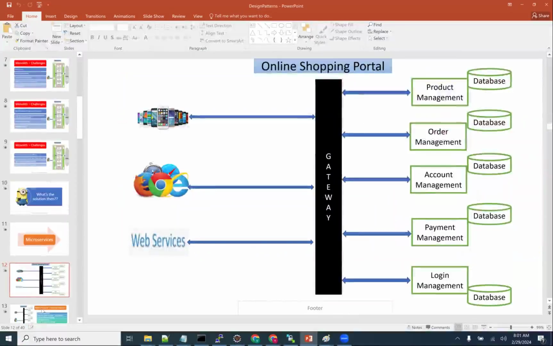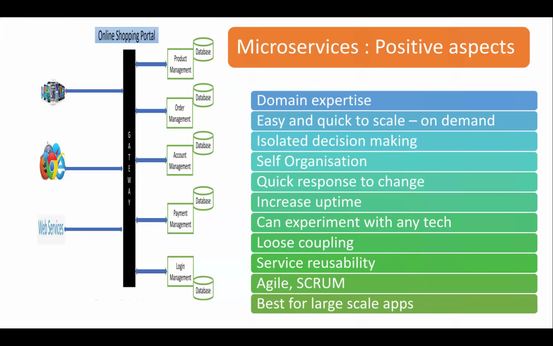Right. Maybe next is the positive aspects of microservices: domain expertise, easy and quick to scale on demand. This is a point where I need more explanation, guys. Easy and quick to scale. For this I require maybe 10 to 15 minutes, so I'll speak about scaling separately. Then: isolated decision making, self-organization, quick response to change, increased uptime, can experiment with any technology, loose coupling, service reusability, best for large scale apps.